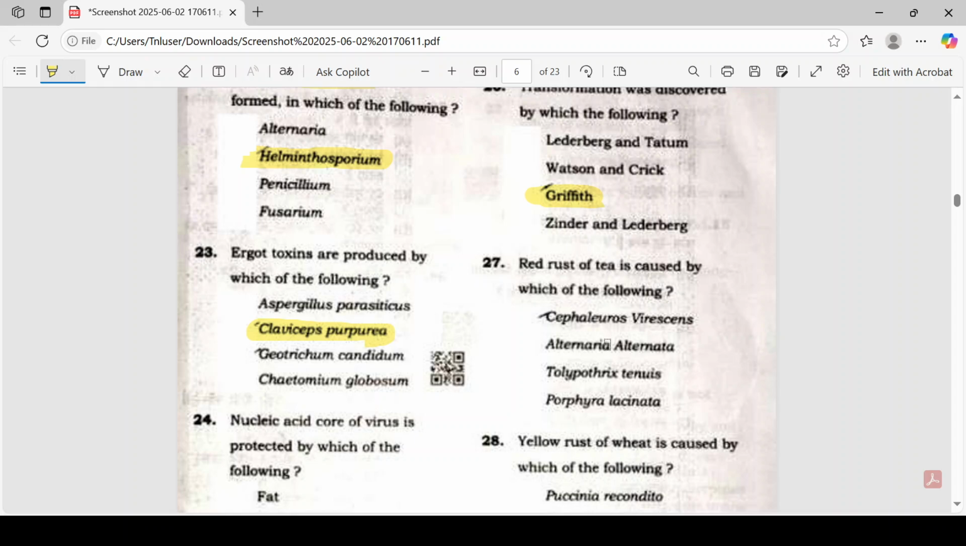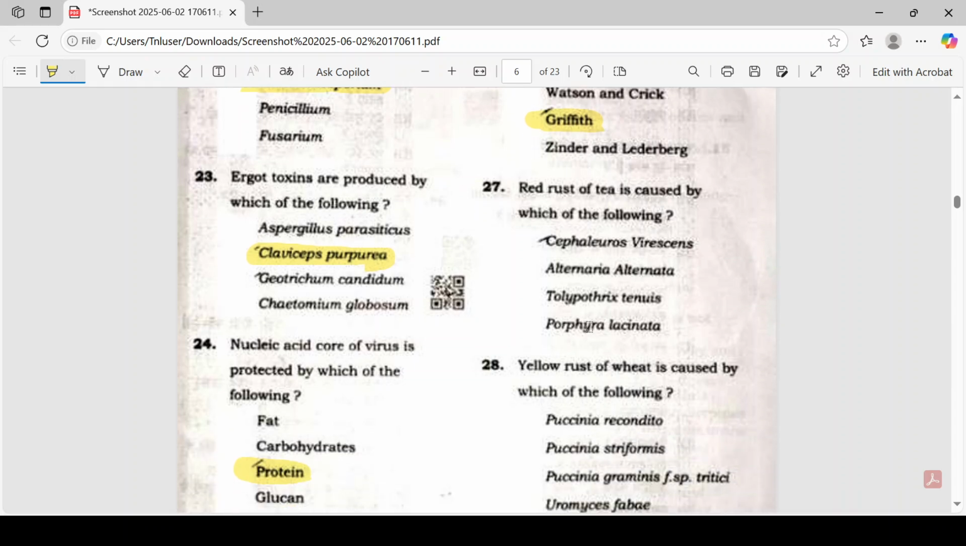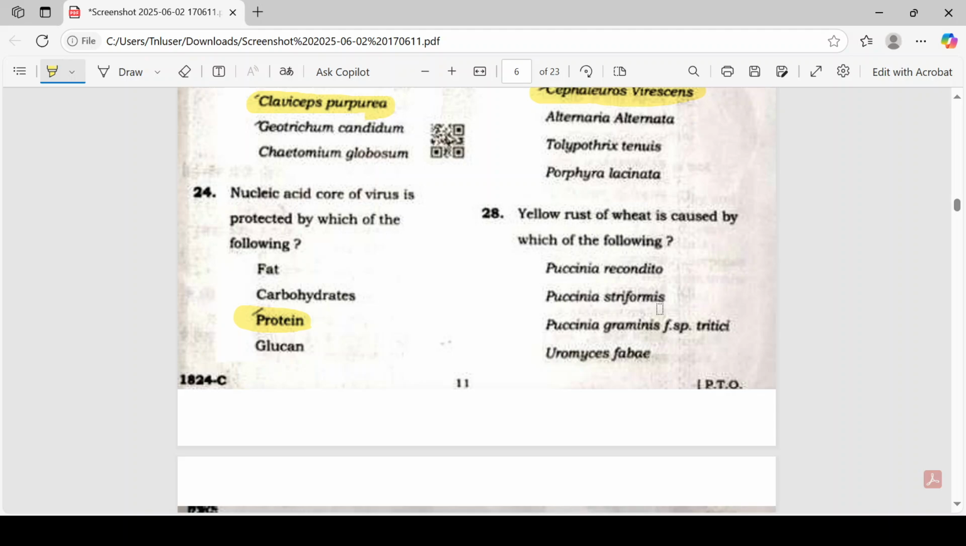Now, red rust of tea is caused by. What will be the correct answer to the question? Cephaleuros virescens. Okay, so that will be the correct answer for this particular question. Question number 27, option A. Yellow rust of wheat is caused by. So the correct answer for this particular question will be option number B, Puccinia striiformis. Option number B will be the correct answer. Okay, have a note of it.